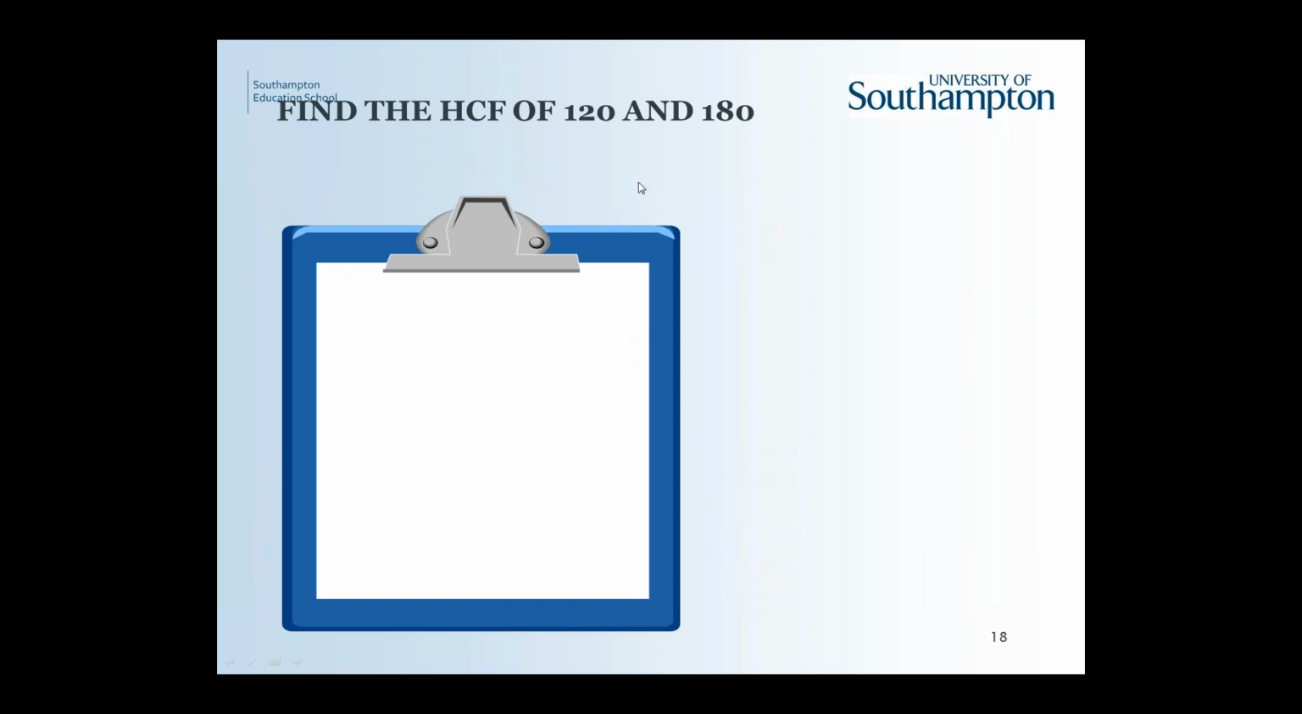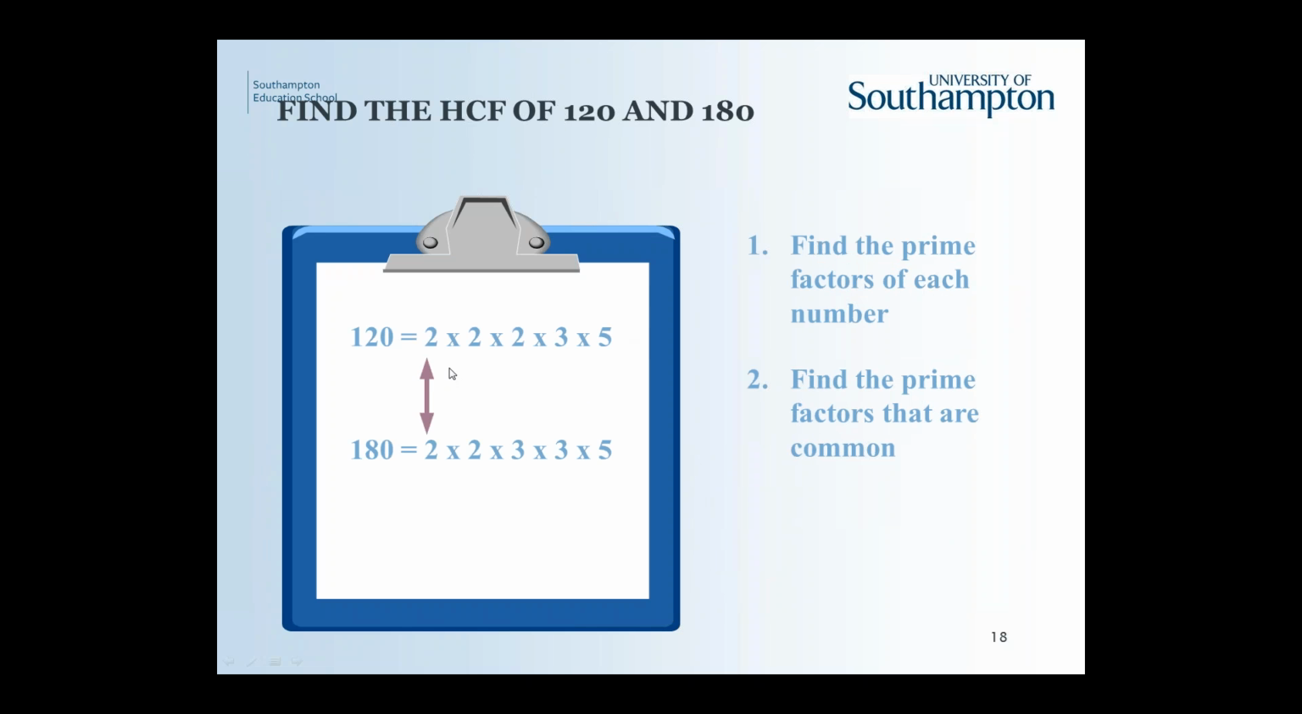So if you're asked to find the highest common factor of two larger things, again you find the prime factors and look at what they have in common. So 120 is 2, 2, 2, 3, 5. 180 is 2, 2, 3, 3, 5. So they've got two 2s in common, one 3 in common, and one 5 in common. So the highest common factor will be 2 times 2 times 3 times 5, which is 60. There we go.